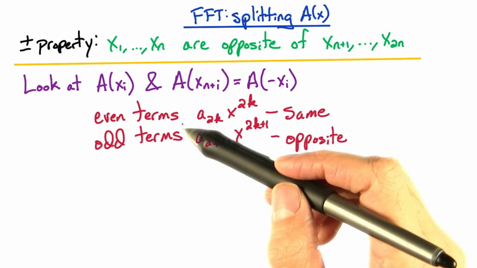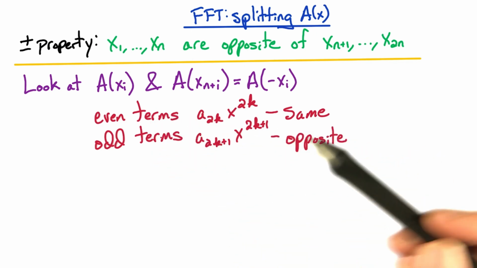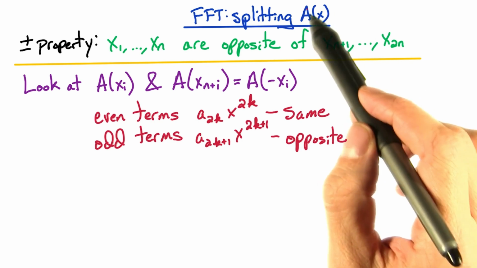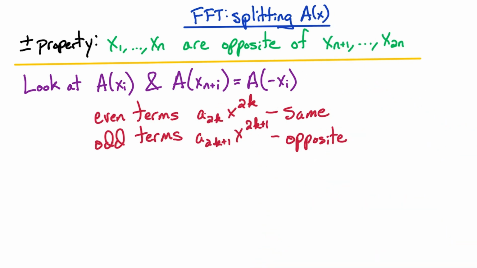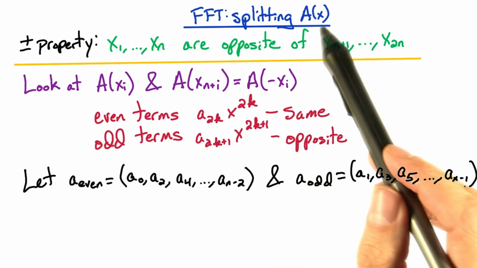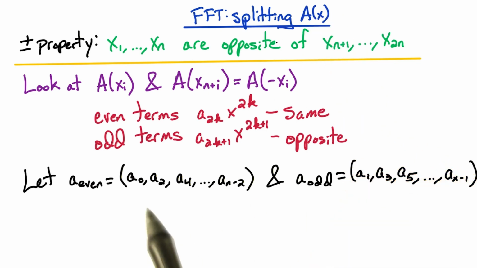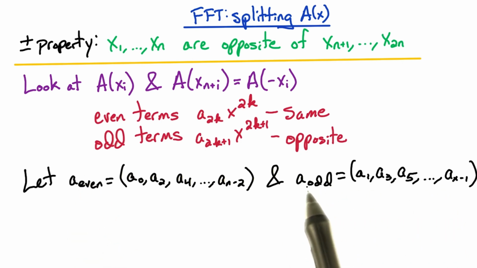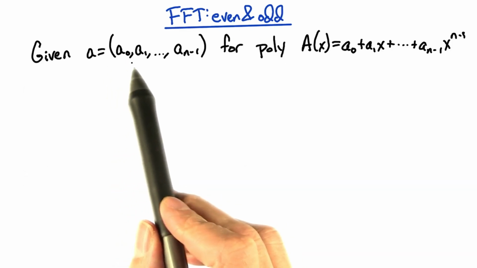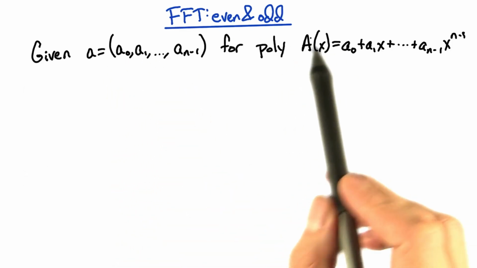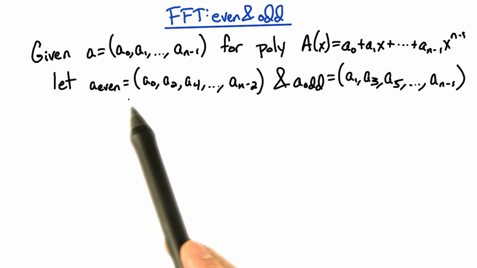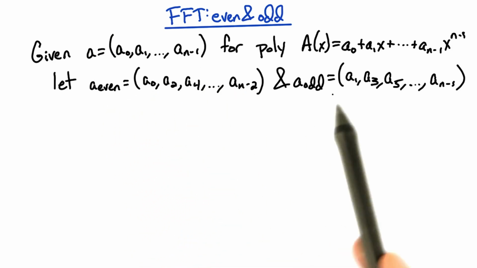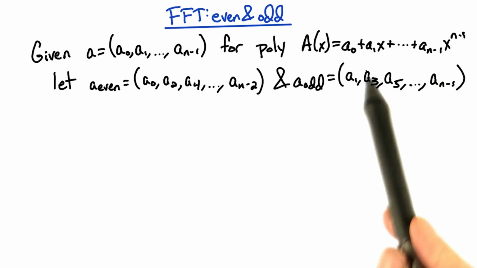Now given this observation about the even terms and the odd terms, it makes sense to split up a of x into the even terms and the odd terms. So let's partition the coefficients for the polynomial a of x into those coefficients for the even terms, let's call this vector a even, and into the coefficients for the odd terms, let's call this vector a odd. So given this vector of coefficients for this polynomial a of x, define a even as the coefficients for the even terms and a odd as the coefficients for the odd terms.